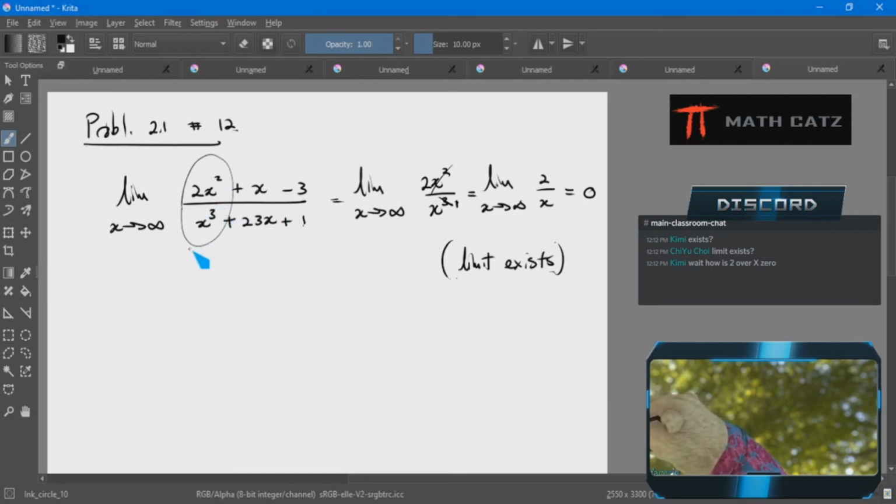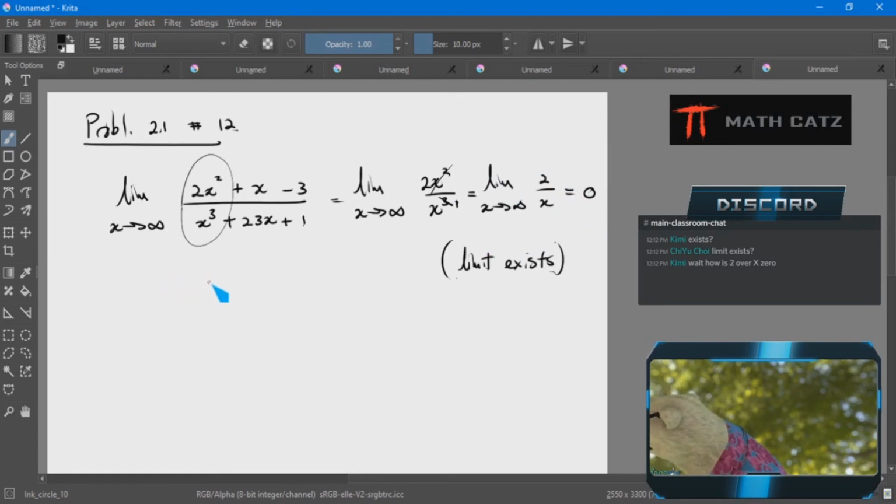2x squared at the top, x cubed at the bottom, 2x's cancel with 2x's at the bottom. I have a 2 left, and I have an x at the bottom. And I know because it's a transformation of my basic function, which is why we did those, that's going to go to 0. Okay.